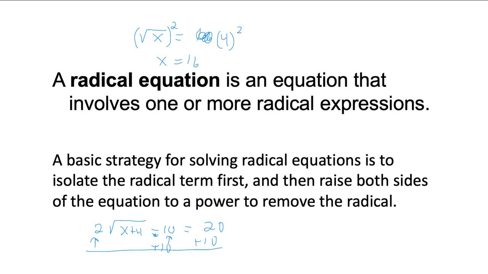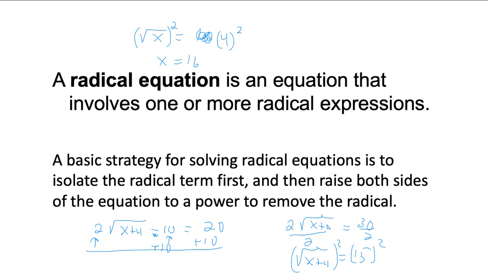So now I'm left with 2 times the square root of x plus 4 is equal to 30. Now I'm going to get rid of the 2, and to do that, I'm going to divide through by 2 here. So the square root of x plus 4 is equal to 15. Now I've isolated the radical, so I can now square both sides to get rid of the radical.